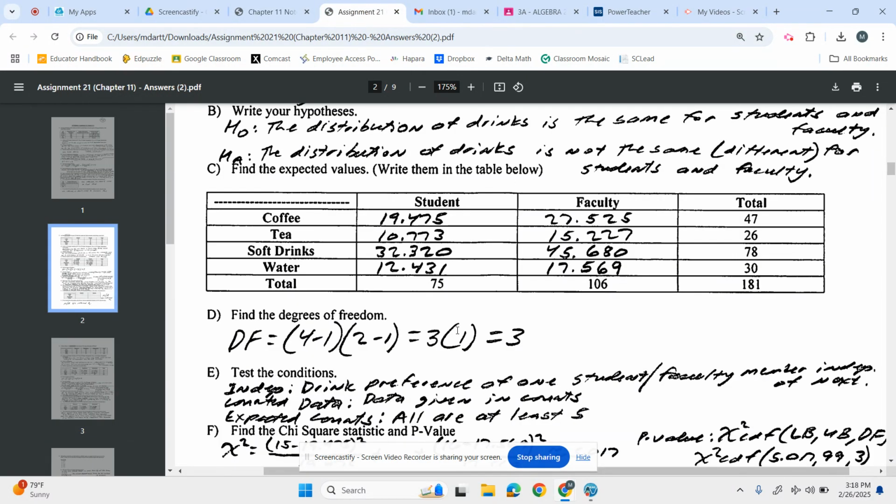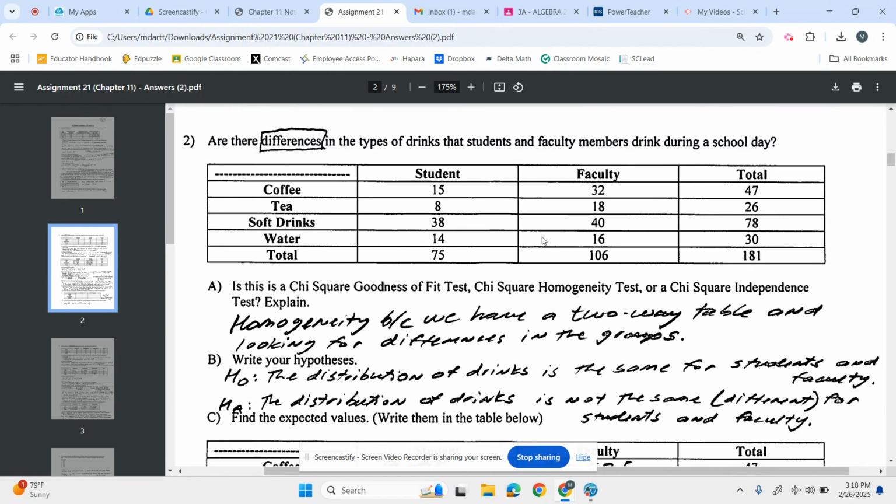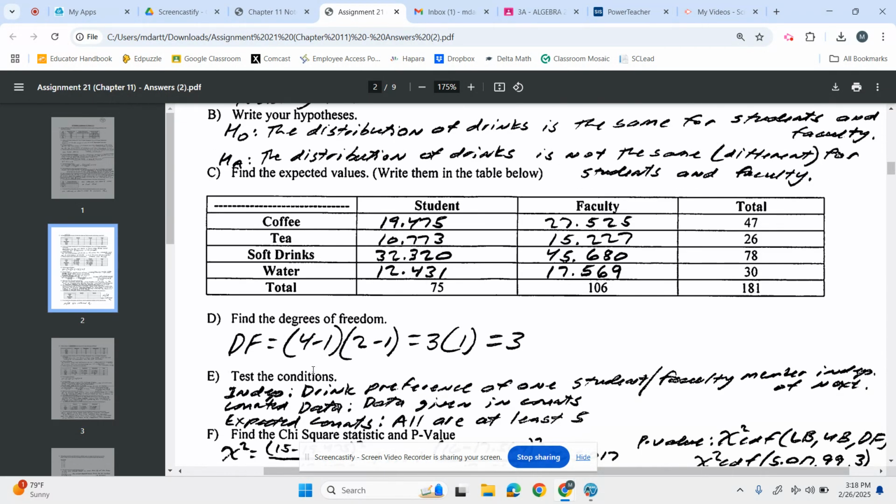So in this case, we would say that the drink preference of one student or faculty member is independent of the next. The data is giving counts. They clearly counted this data. And the expected counts, if I look at them, every one of these is at least 5. So the conditions are met.